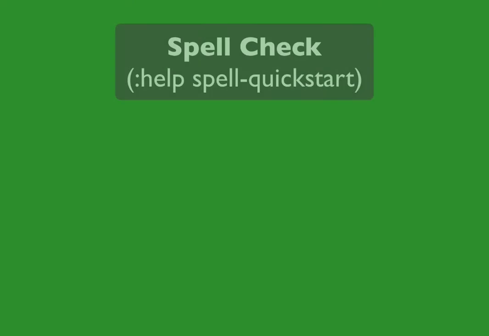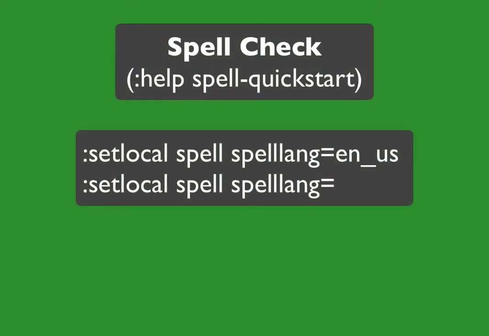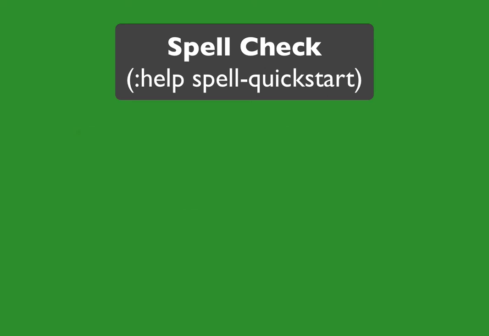Secondly, for spell checking, to turn it on, it's set local spelllang equals and then your language, so en_us here, and then just unset that variable to turn it off. To cycle forward and backwards through spelling mistakes, you use the brackets and the S, and then to get a suggestion for new spellings, use the z and equals keystrokes, and then specify the index of the spelling correction that you would like VIM to choose.